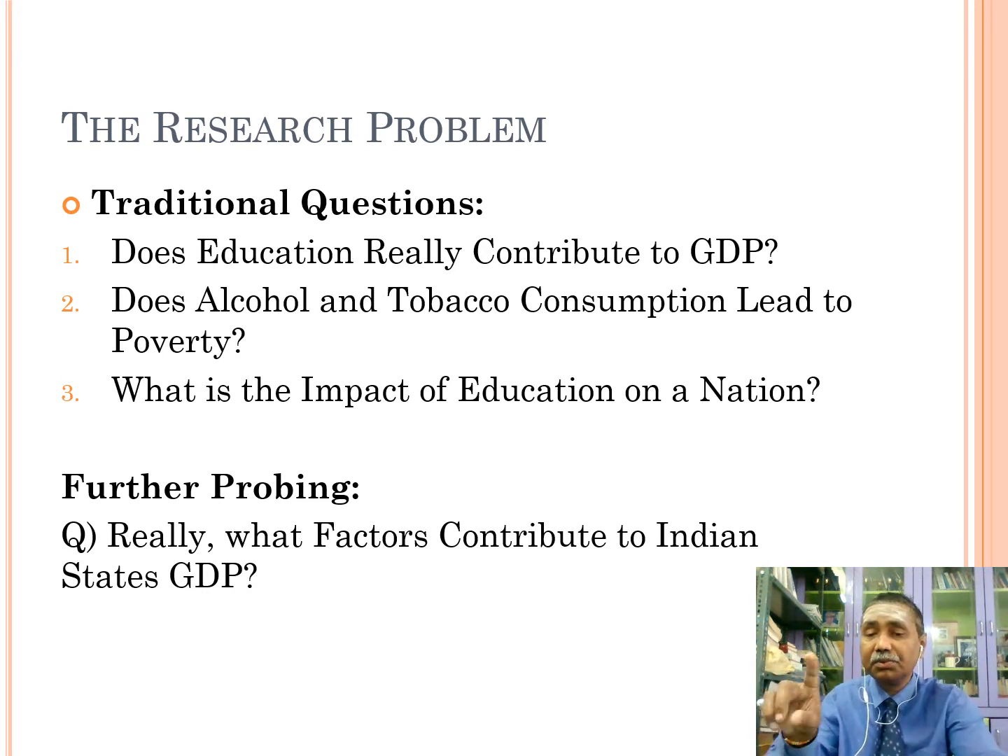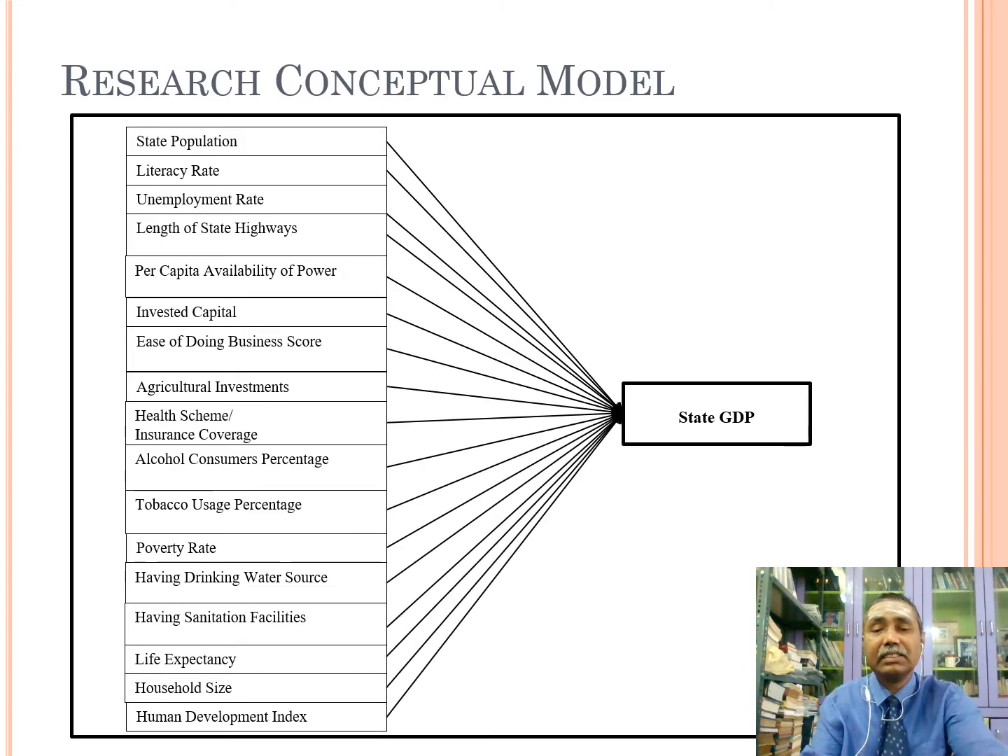I designed a conceptual model. I identified 17 independent variables and one dependent variable, that is Indian GDP. Right. So I will show you that. See, this is the conceptual model I designed. So what factors, independent variables, did I consider?